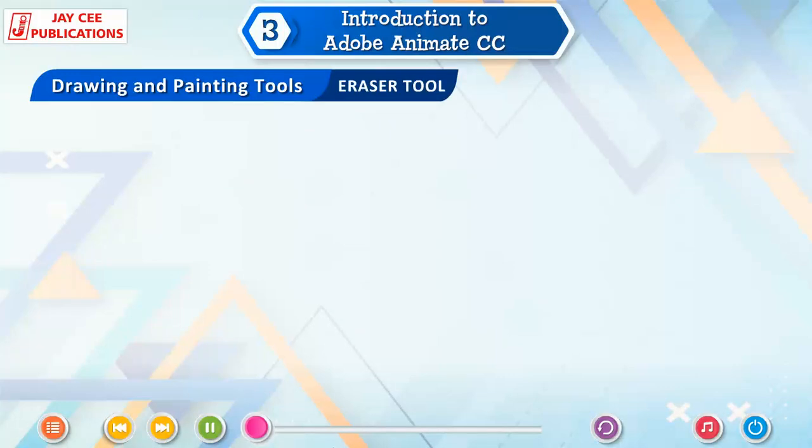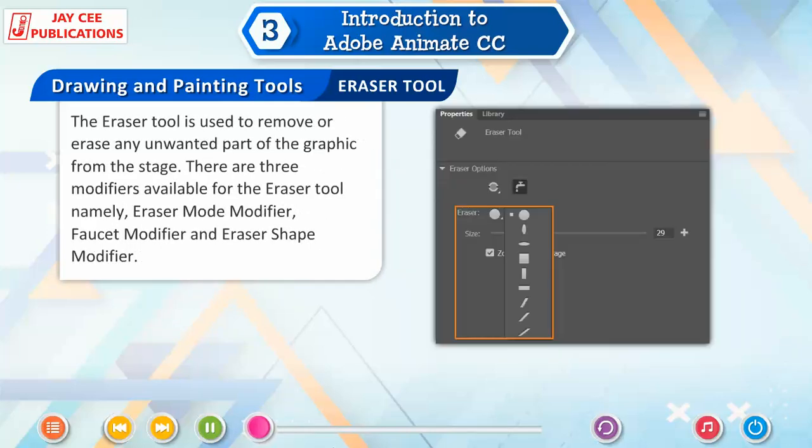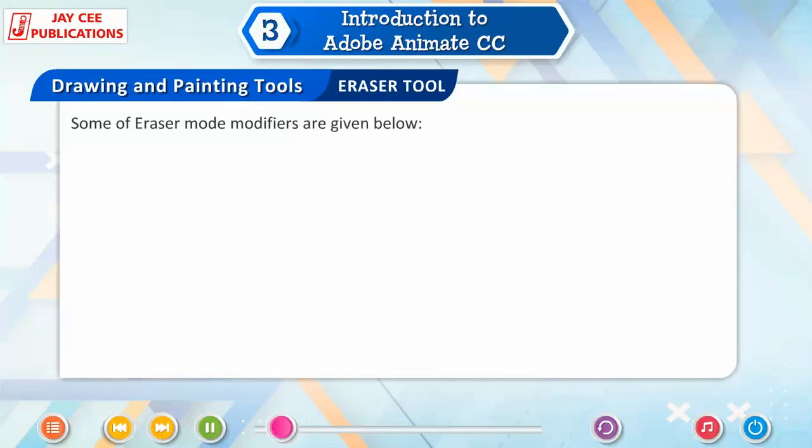Eraser tool. The eraser tool is used to remove or erase any unwanted part of the graphic from the stage. There are 3 modifiers available for the eraser tool, namely Eraser Mode Modifier, Faucet Modifier and Eraser Shape Modifier. Some of the eraser mode modifiers are given below.